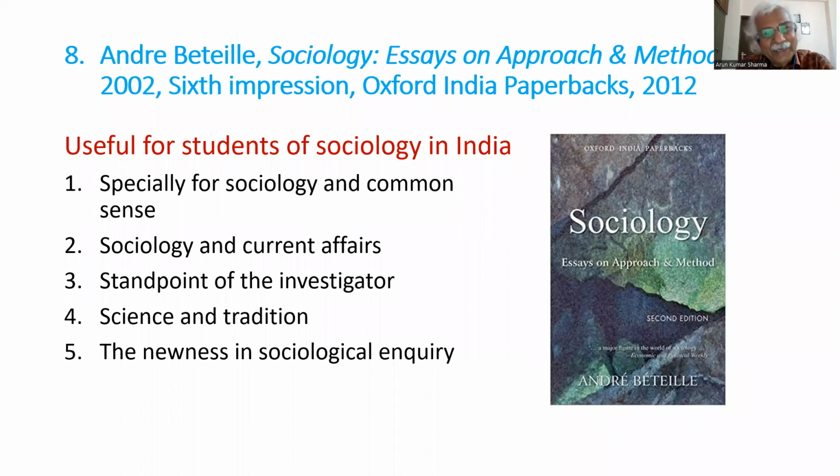Then, if you want some Indian material, one of the best books of sociology produced by an Indian is Andre Beteille's book Sociology, with the subtitle Essays on Approach and Method. This book was published in 2002 by Oxford India Paperback. At least this is the copy which I have with me. And it's useful for students of sociology in India, especially for sociology and common sense, for the relationship between sociology and common sense. How does sociology differ from common sense?